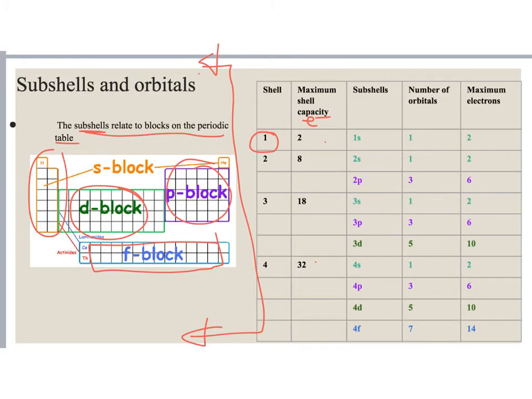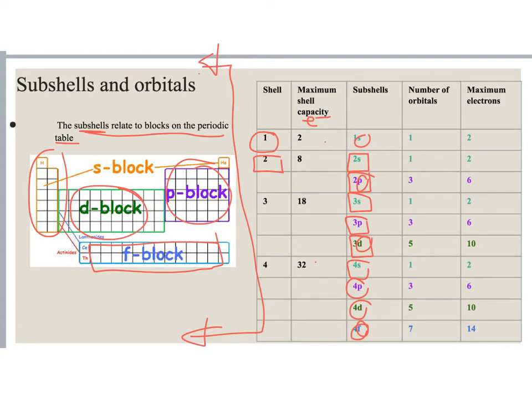Now you'll notice that these subshells have different names. We've got the S, P, D, and F, which corresponds to this over here. And what they are describing, S, P, D, and F, are actually different shapes of your subshell. When we have shell 2 and we have 2 subshells, our 2 subshells are 2S and 2P. When we have shell 3, our 3 subshells are 3S, 3P, 3D, and for shell 4, 4S, 4P, 4D, and 4F.